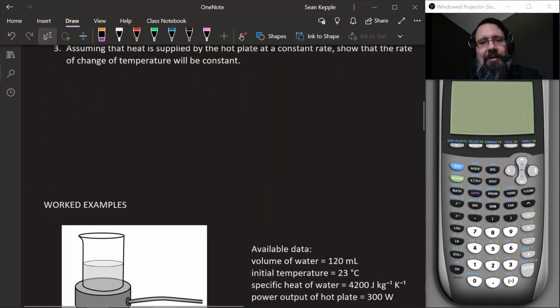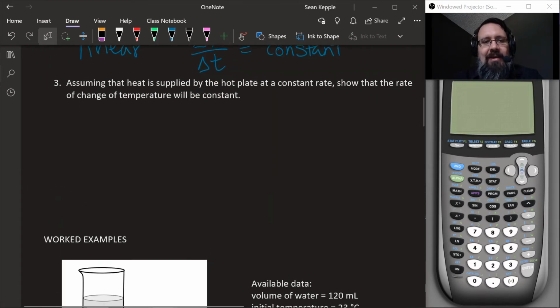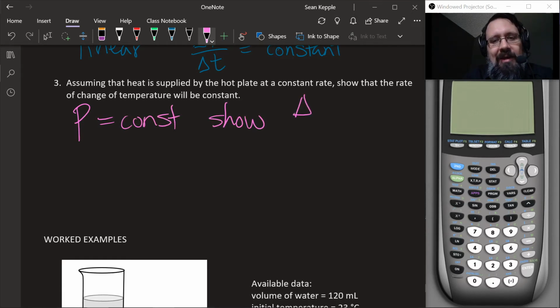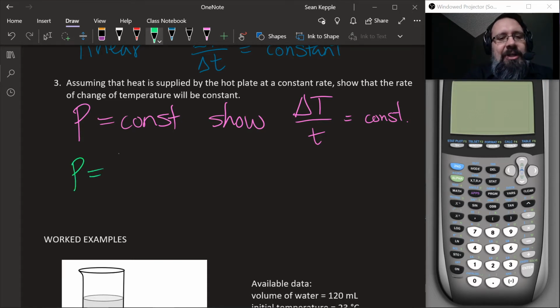So what we want to do now is use a little bit of math and show that, assuming that the heat supplied is constant, so we're constantly adding the same amount of heat to the water, the rate of change of temperature will be constant. So what we're saying is that if the power is constant, we want to show that delta T, change in temperature over time, is also going to be constant. The way we can do this is by thinking about the definition of power. The definition of power is energy over time.